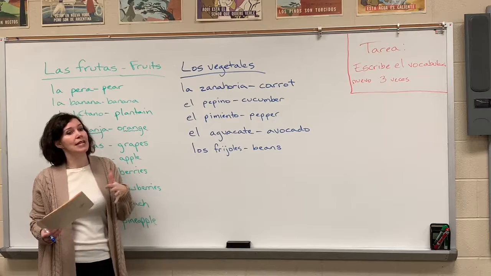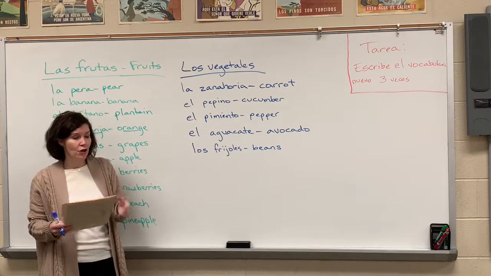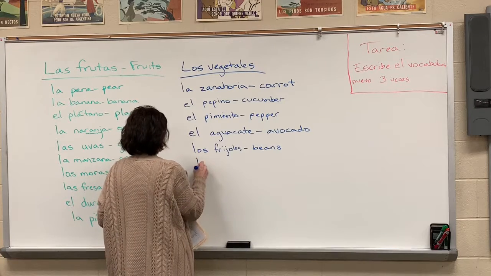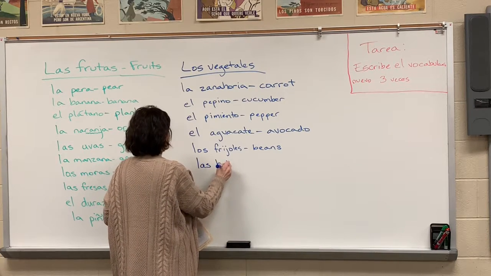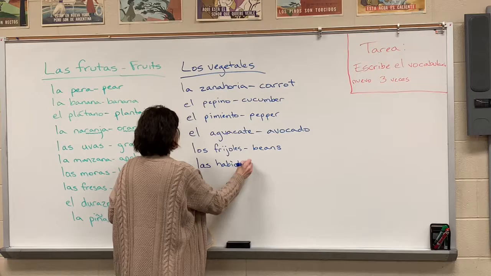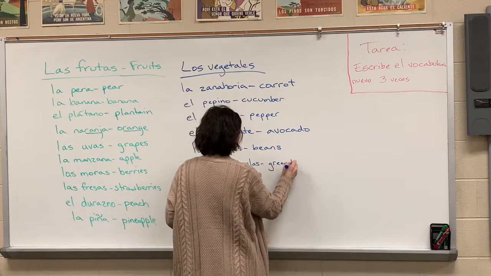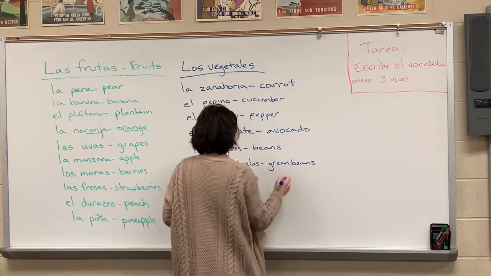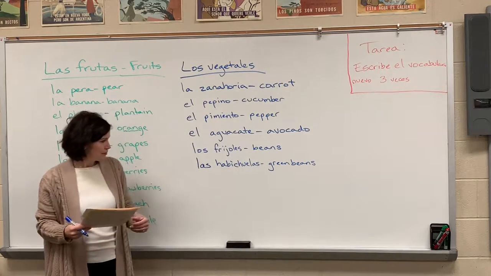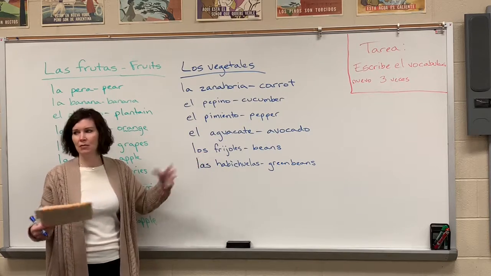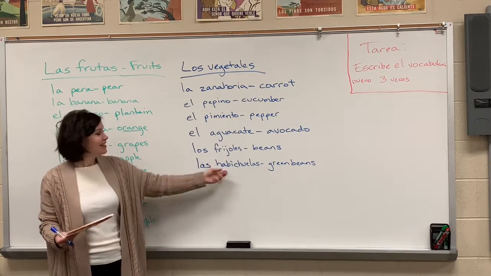Like refried beans are made out of, or like I said, black beans. Now the other kind of beans, like green beans, those are called las habichuelas. That's a mouthful too. Las habichuelas. Those are more like green beans. It would have been nice if they just said frijoles verdes, which would mean beans that are green. But they didn't. Habichuelas.